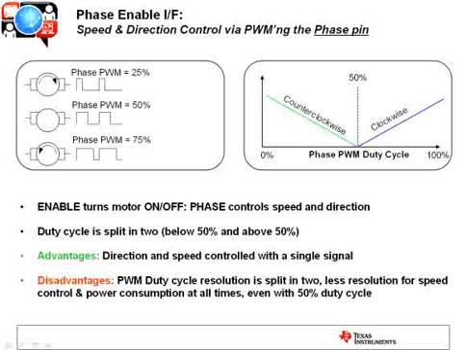If it's under 50%, it's going to rotate counterclockwise and the speed is proportional to the duty cycle. If it's over 50%, you're going to rotate clockwise. So again, single pin direction and speed are controlled. Now the disadvantage is you've lost the resolution. You basically split in two, cut in half the resolution of the speed versus the phase enable where you're PWMing the enable pin.